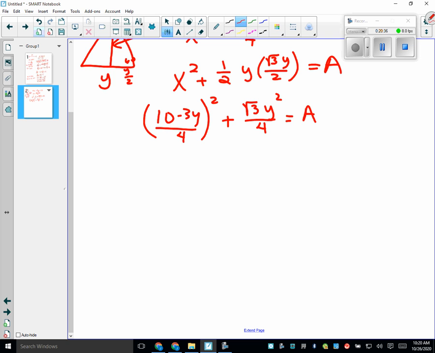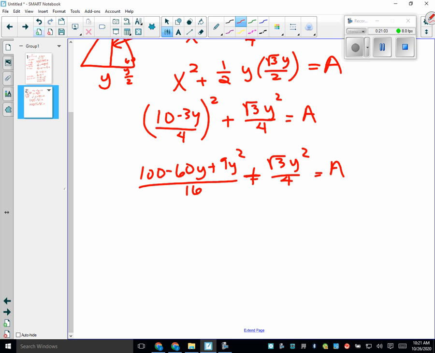We can add this. Well, I can't add them until I get rid of my square. That's not dumb. Make it square root of there. 100 minus 60y plus 9y squared over 16 plus radical 3y squared over 4, equals area. Right? Oh, wait. Oh no, 30 plus 30 is 60, yes.